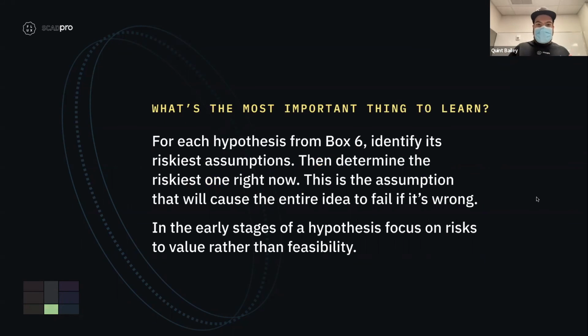So for each hypothesis from box 6, and you might have 2 of these, you might have 10, you might have 100, it depends on how much you did before, you're going to identify its riskiest assumptions and then determine the riskiest one right now. This is the one that's going to cause the entire idea to fail if it's wrong. This does require some level of self-criticism: if this ends up not being right, which one is going to cause this entire thing to crumble? That's what you need to test first, because everything else depends on that.